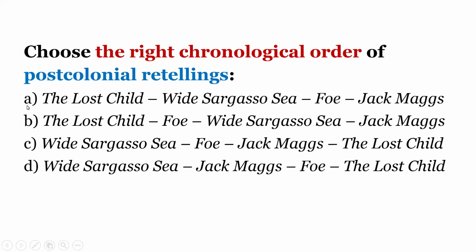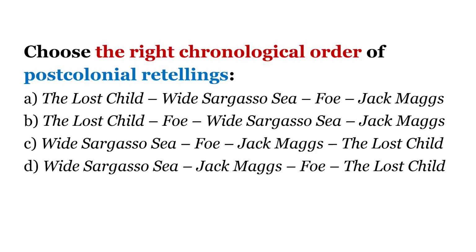Okay. Option A, The Lost Child, White Saragossa Sea, Foe, Jack Maggs. B, The Lost Child, Foe, White Saragossa Sea, Jack Maggs. C, White Saragossa Sea, Foe, Jack Maggs, The Lost Child. D, White Saragossa Sea, Jack Maggs, Foe, The Lost Child.